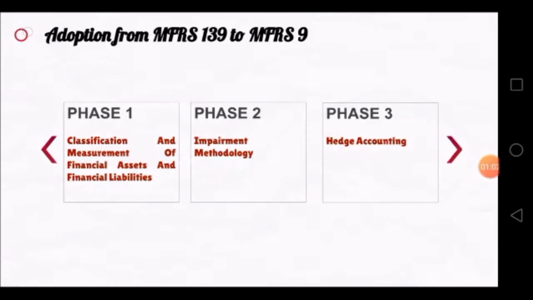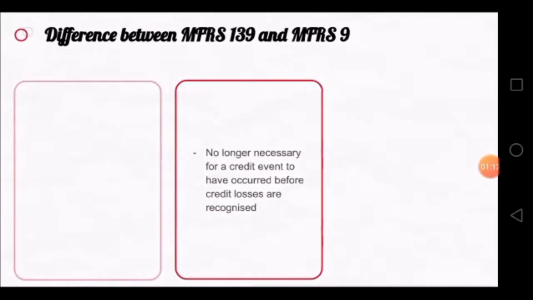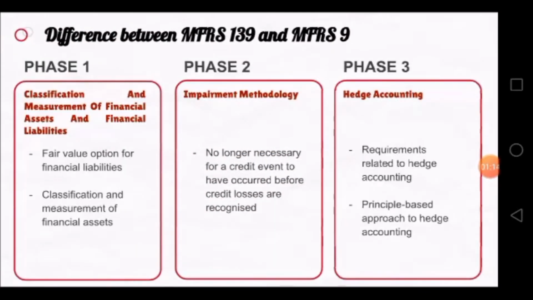MFRS 9 introduces changes in the following three phases: classification and measurement of financial assets and financial liabilities, impairment methodologies, and hedge accounting. These are the differences between MFRS 139 with MFRS 9. Phase 1: classification and measurement of financial assets and financial liabilities.